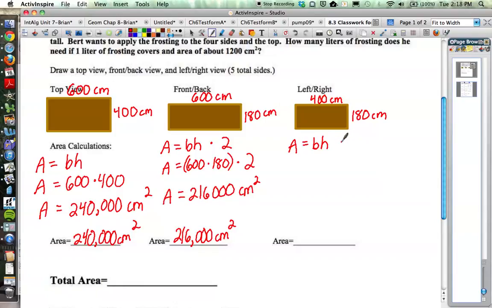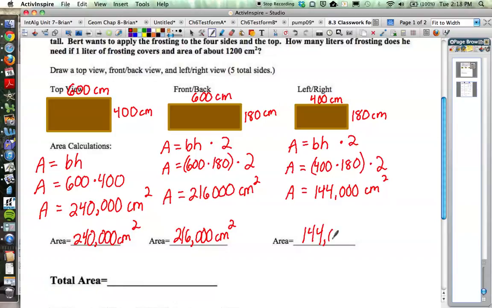And again, we are going to multiply it by 2 because we're looking at the left and the right side of the cake. So area is going to be equal to 400 times 180, right? That's the area of the rectangle, and then we're going to multiply it by 2 because there's the left and the right side. So that comes out to 144,000 square centimeters. So we will write that below.